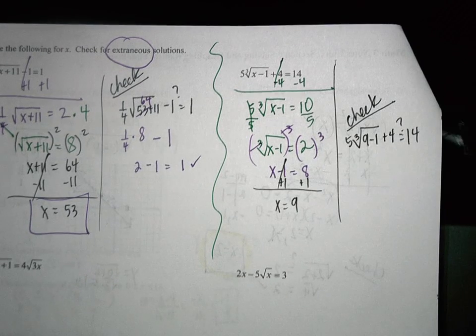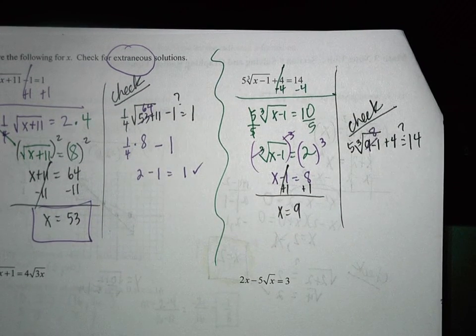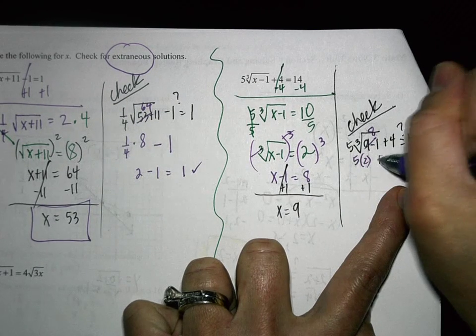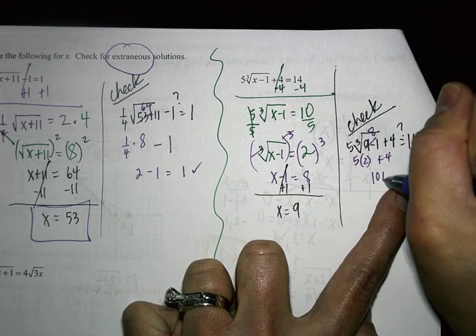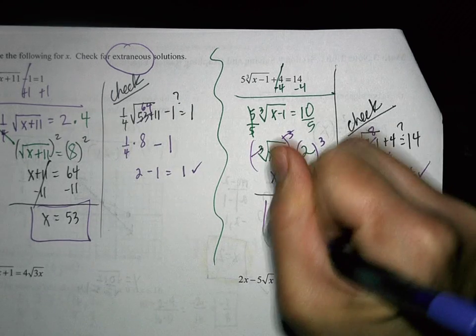What is 9 minus 1? 8. What is the cubed root of 8? 2. So we have 5 times 2 plus 4, is 10 plus 4, 14. Good. So it checks out, and we know that x equals 9 is the answer.